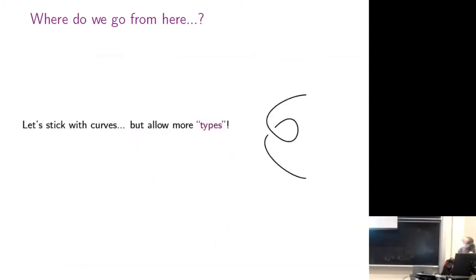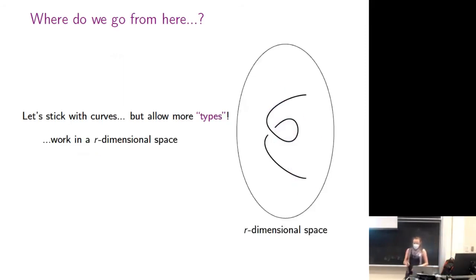So let's continue to work with curves. Let's stick with curves, one-dimensional things, but we'll allow more types of curves. We won't just look at curves in the plane specified by a degree D equation. We'll generalize this. So here's my curve. One way we can generalize is to stick it in a higher dimensional space. This is an R-dimensional space. A joke my advisor used to tell is you can tell R-dimensional space from two-dimensional space because it's bigger. So I tried to draw a big circle. Okay, so it's an R-dimensional space for some value of R.